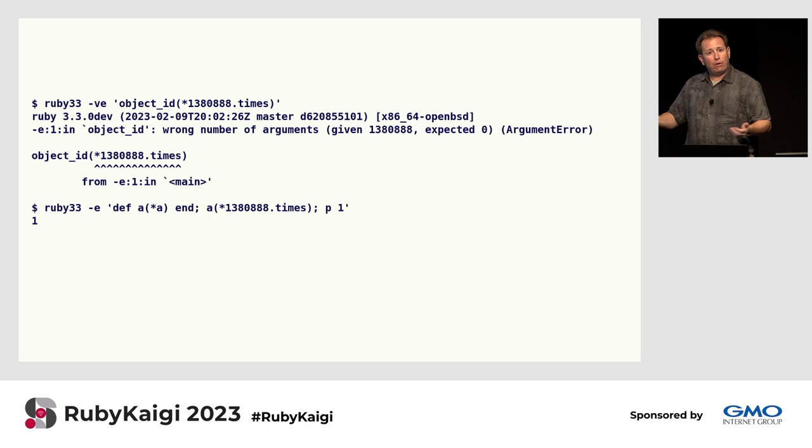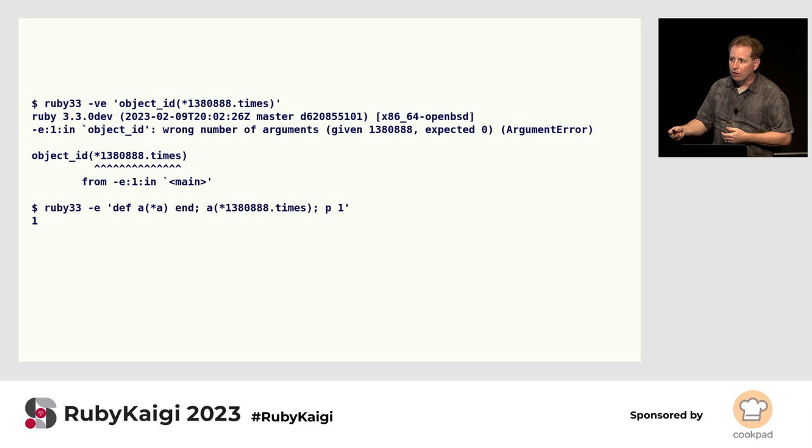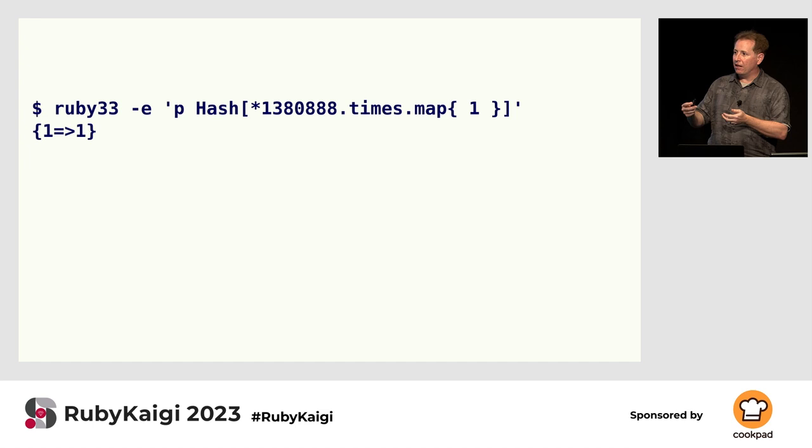So now calling the object ID method with a very large array splat correctly results in an argument error. And if you switch to the example code given in the bug report, you can see that it works correctly and returns a hash with a single entry.